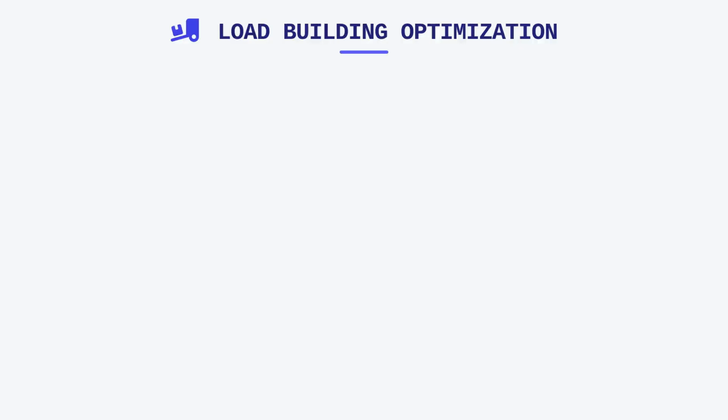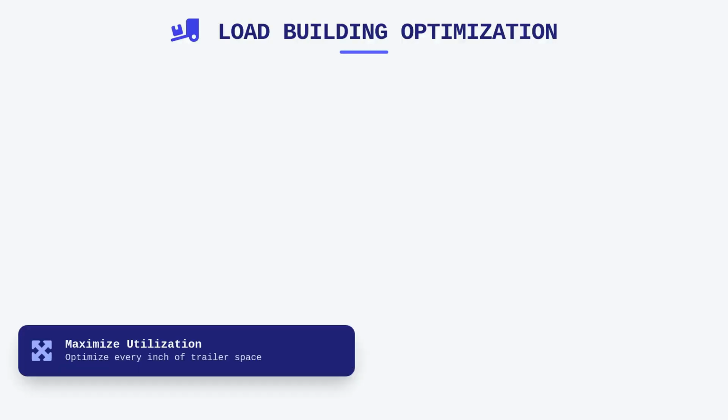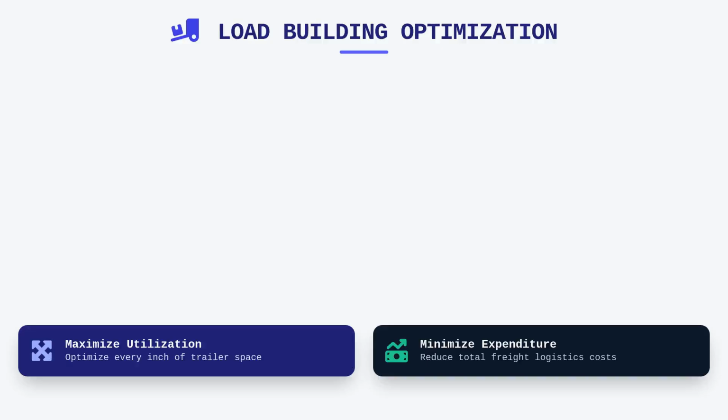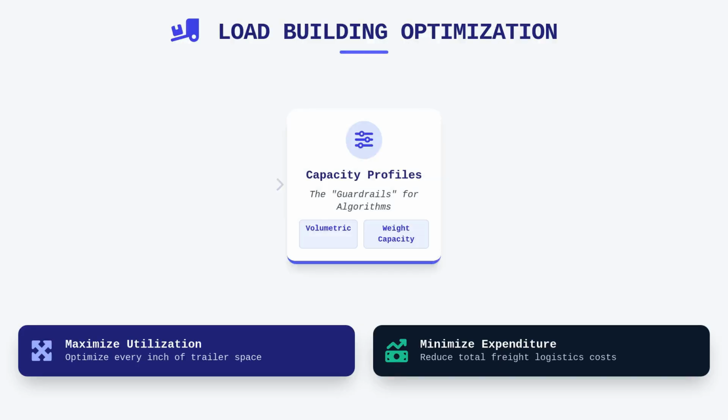Load building represents a systematic effort to maximize trailer space utilization while simultaneously minimizing total freight expenditure across your logistics network. When you begin configuring this in Dynamics 365, you must first recognize that the system relies heavily on the definition of volumetric and weight capacity profiles.